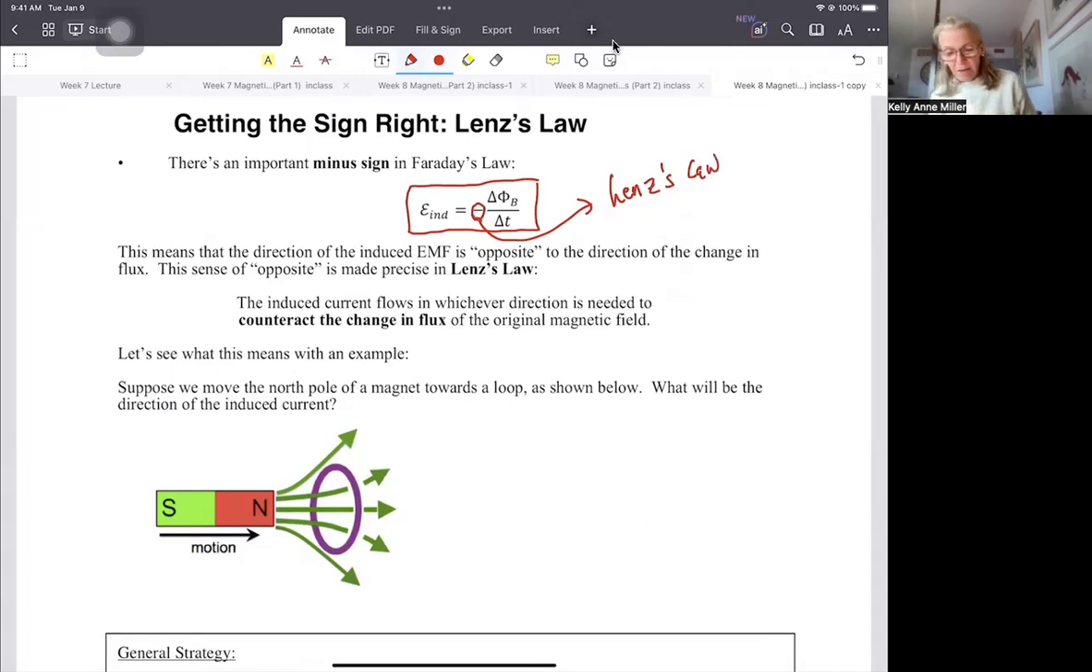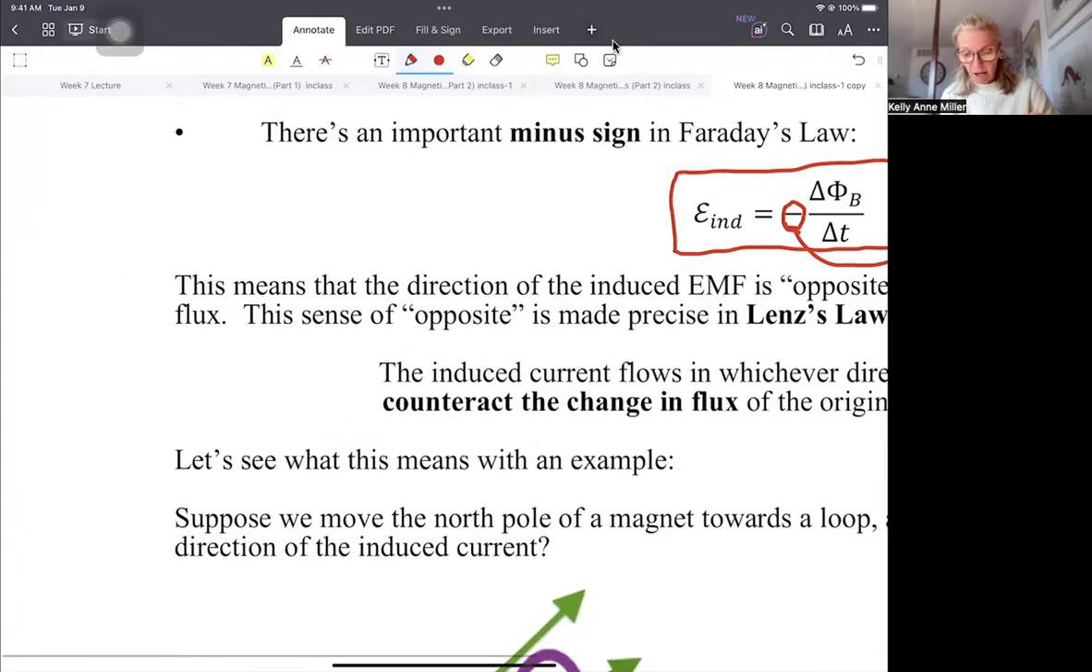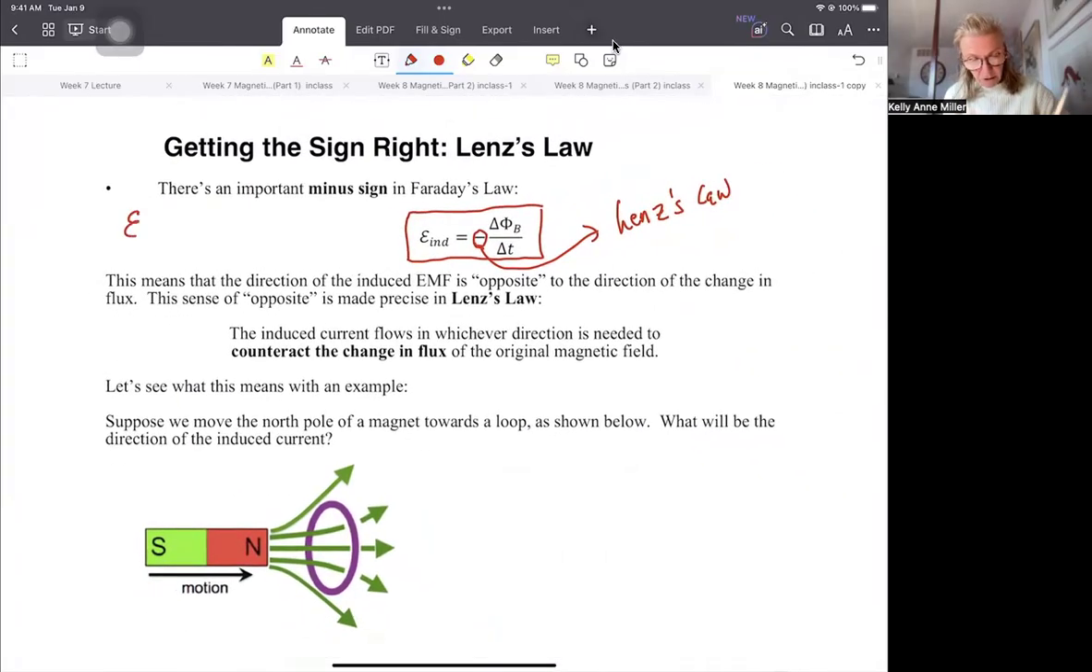Remember, Faraday's law basically says that when you have a changing magnetic flux, a time-varying magnetic flux, you induce an EMF that creates a current. Remember, this symbol stands for EMF, which is electromotive force, and that's just a fancy way of saying voltage. So we can replace this E induced with just V.